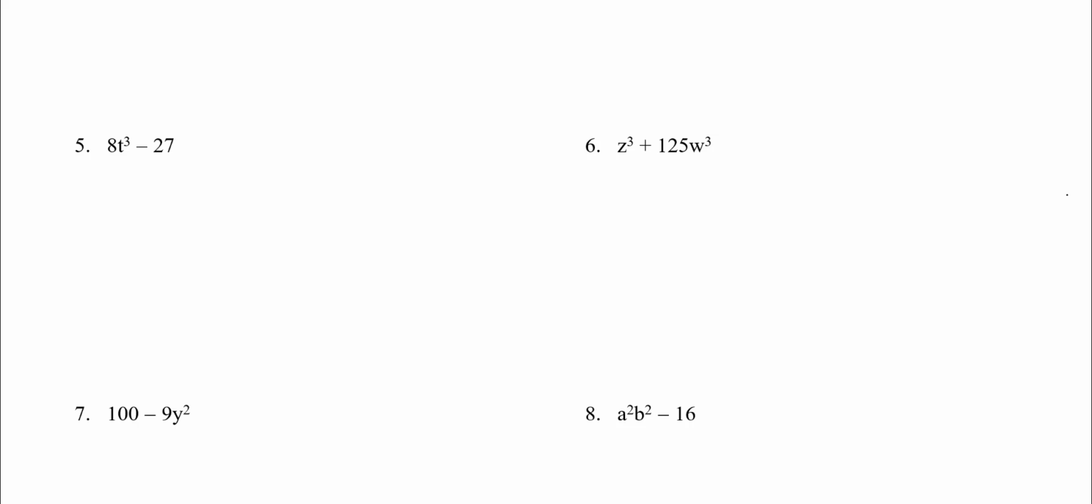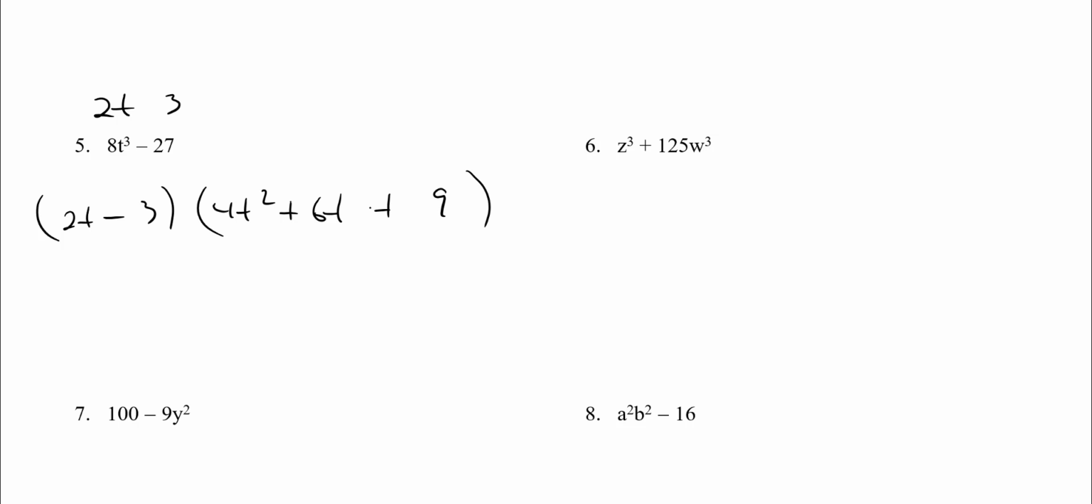Number 5 is also a difference of 2 cubes. So the cube root of 8 is 2, the cube root of t cubed is t, the cube root of 27 is 3. So again, we're going to use SOAP: same sign, opposite sign, always positive. So 2t and 3, and the first spot here is 2t squared, first term squared. So it's 4t squared. Don't forget it's 4, not just 2t squared. So 4t squared, the last spot is 3 squared, which is 9, and the product of the 2 is 6t.